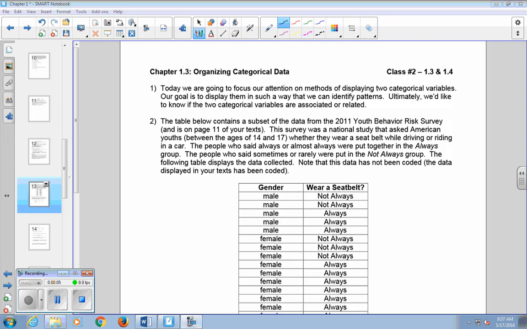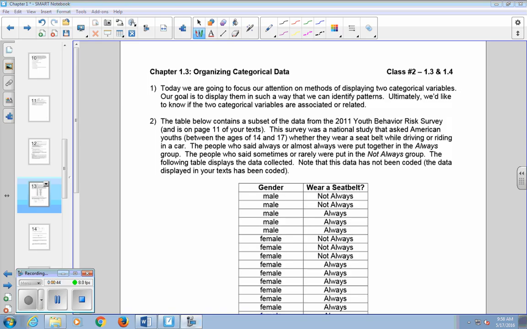So welcome back to section 1.3, organizing categorical data. Displaying and organizing data is a constant theme throughout this class, and it's important to identify the type of data that you'll be working with. Today, we are going to be focusing our attention on methods of displaying two categorical variables. And we want to be able to display them in such a way that we're able to identify patterns. Ultimately, our goal would be to know whether the two categorical variables are associated or related.